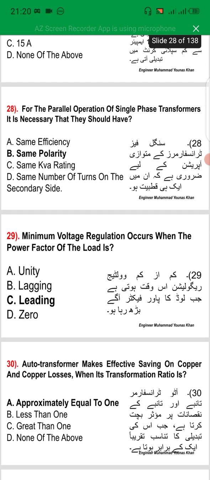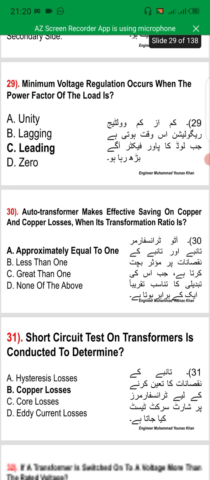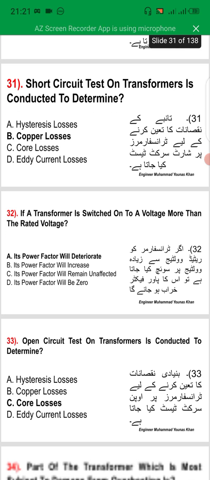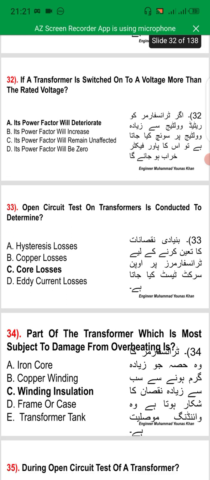Minimum voltage regulation occurs when the power factor of the load is leading. An auto transformer makes effective saving on copper and copper losses when its transformation ratio is approximately equal to 1. Short circuit test on a transformer is conducted to determine copper losses. If a transformer is switched on to a voltage more than the rated voltage, its power factor will deteriorate. Open circuit test on a transformer is conducted to determine core losses.